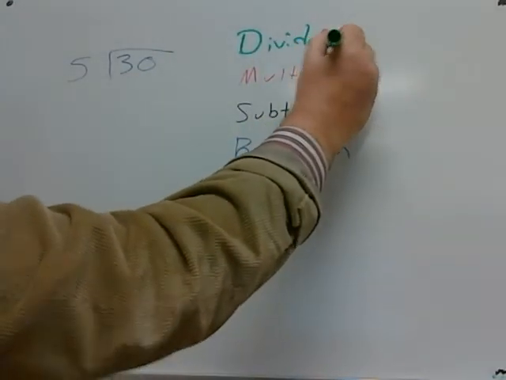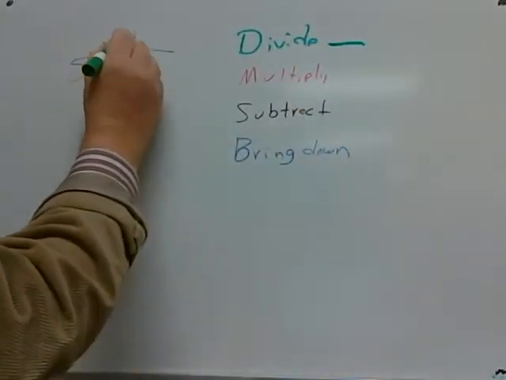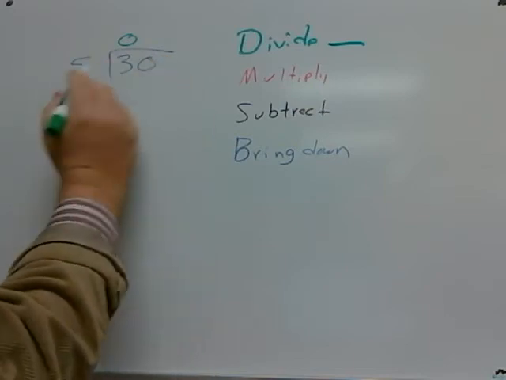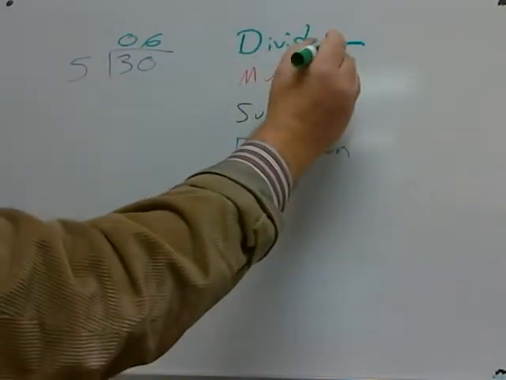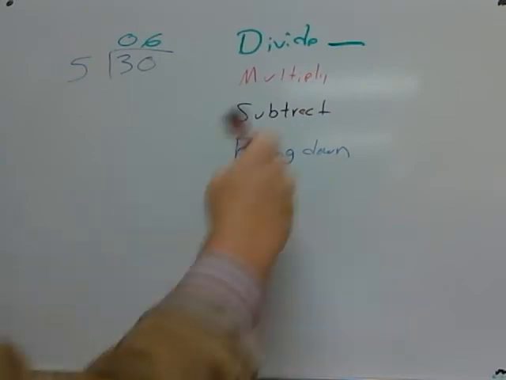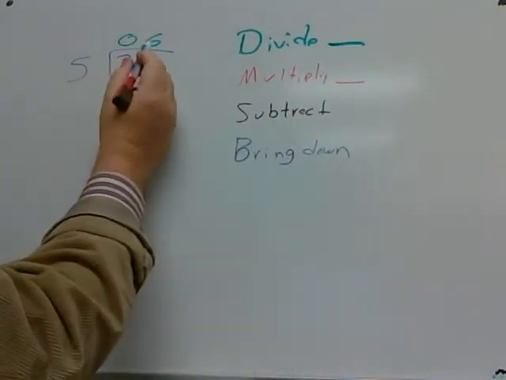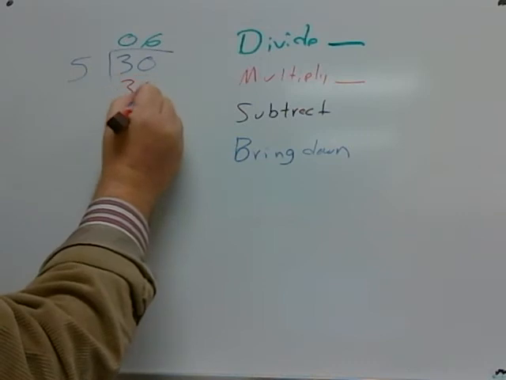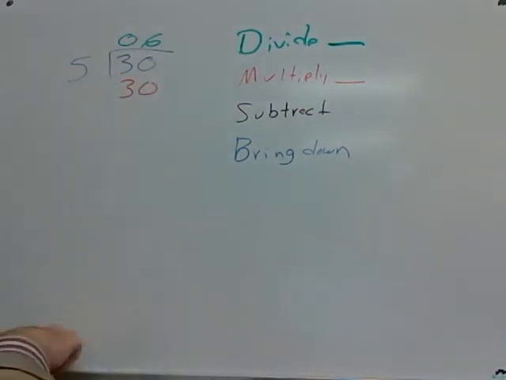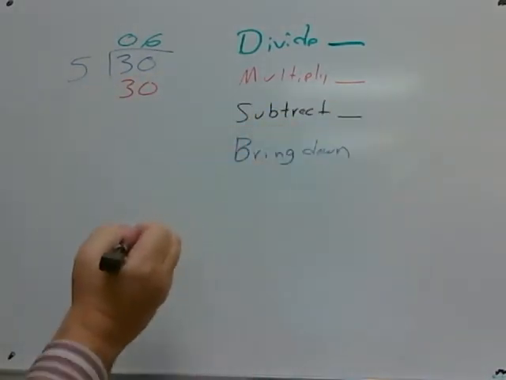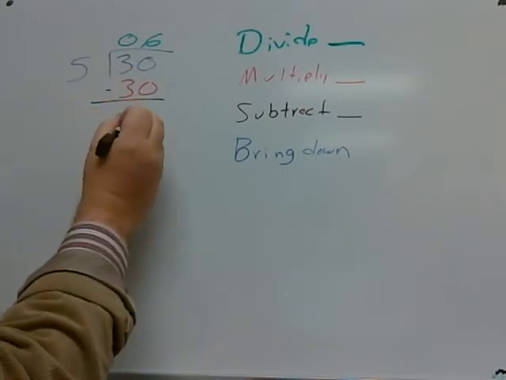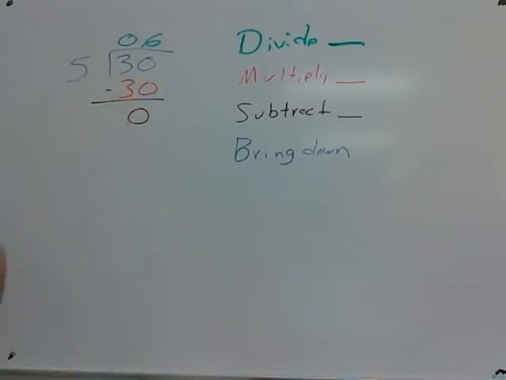Now our first step is to divide. 5 doesn't go into 3, so I'm going to put a 0 there. But we know 5 goes into 30 6 times. So I divided. My next step will be to multiply. 6 times 5 is 30. After I multiply, I'm going to subtract. 30 take away 30 is 0. And finally, my last step would be to bring down a number, but there are no numbers there to bring down, so that's not what I'm going to do. At this point, I am done.